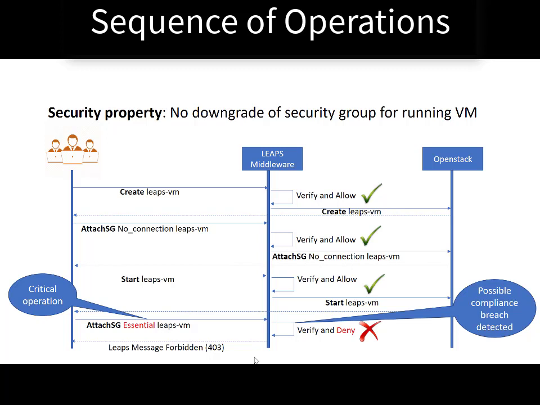Here, the cloud user is creating a VM, attaching security group no connection to it, and starts the VM. At that point, the attacker tries to downgrade the security property, which is detected as a critical event by LeaPS middleware and is blocked as it violates the security policy. Now let's see this in more details.